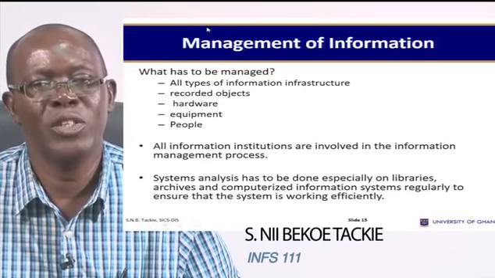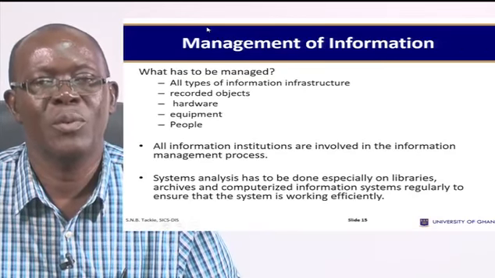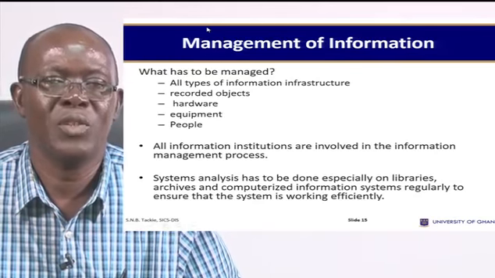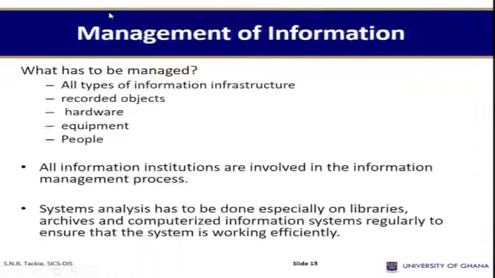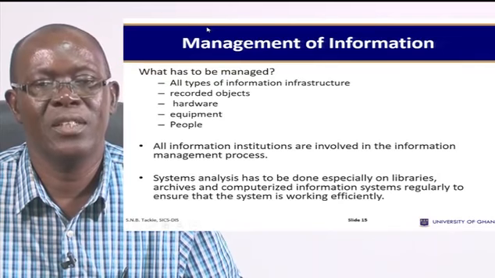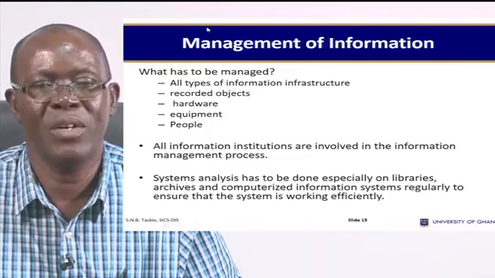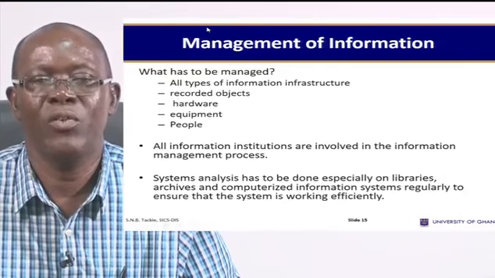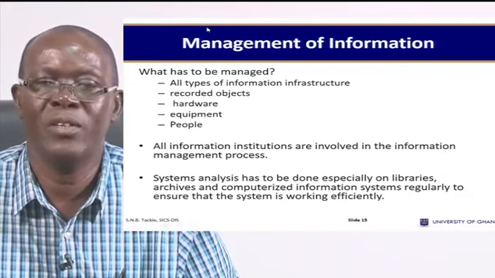Then we come to management of information. When we come to management of information, all aspects of information need to be managed. And so information infrastructure needs to be managed. The objects of information need to be managed. Hardware, equipment, the people who are involved in the information profession and who are involved in the use of information all need to be managed. And so information institutions are all involved in the information management process. And systems analysis has to be done, especially on libraries, archives, and computerized information systems regularly in order to ensure that the system is working effectively.